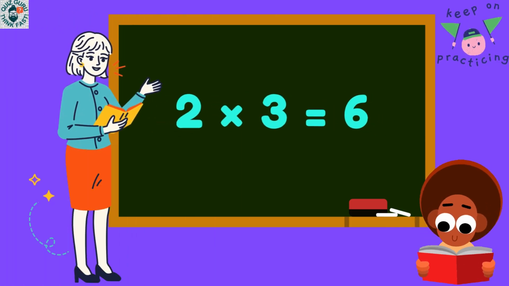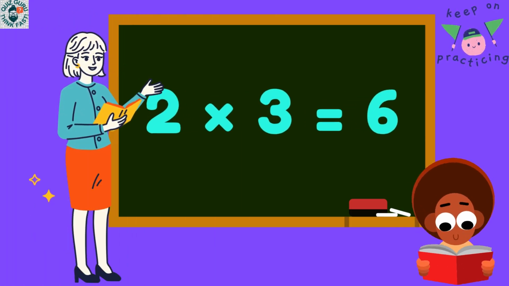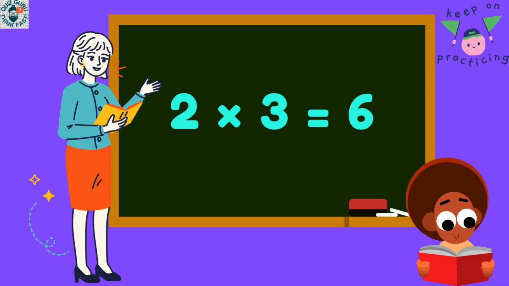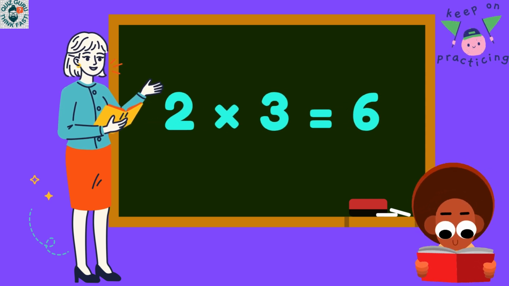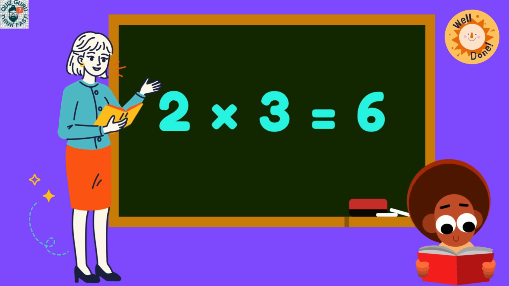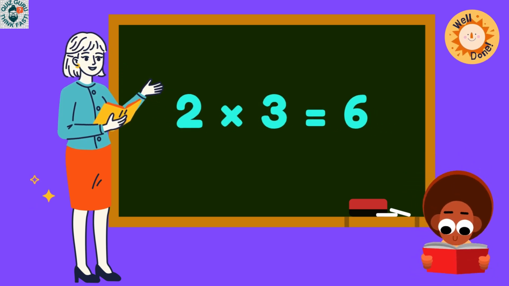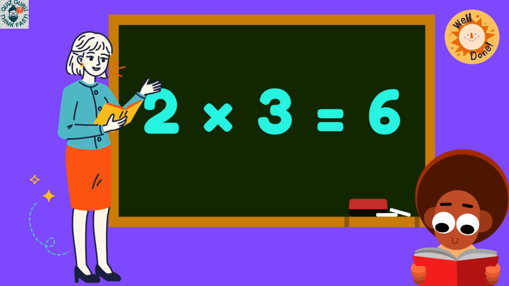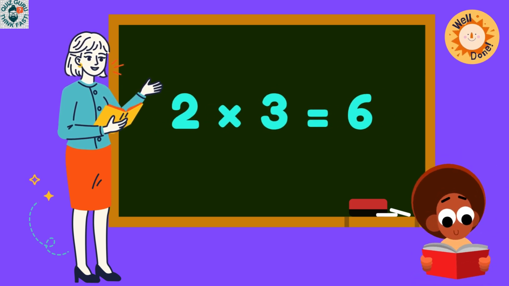2 times 3 is 6. 2 times 3 is 6. 2 times 3 is 6.